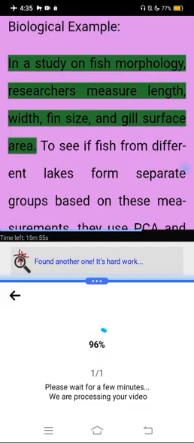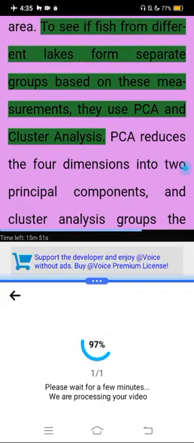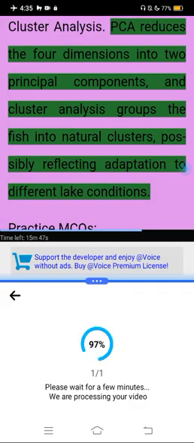Biological example. In a study on fish morphology, researchers measure length, width, fin size, and gill surface area. To see if fish from different lakes form separate groups based on these measurements, they use PCA and cluster analysis. PCA reduces the four dimensions into two principal components, and cluster analysis groups the fish into natural clusters, possibly reflecting adaptation to different lake conditions.